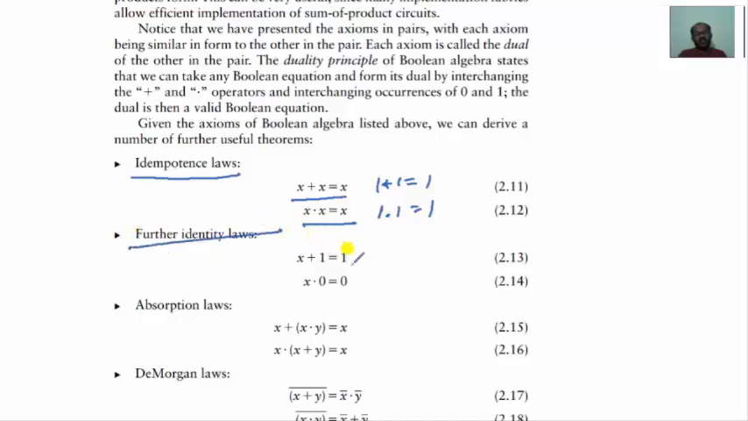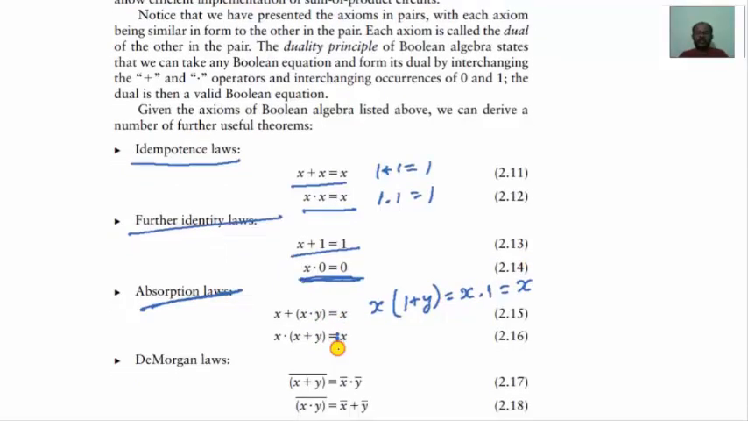Further, the identity law says x plus 1 equals 1, irrespective of the value of x. 0 plus 1 is 1 only, 1 plus 1 is also 1 only. Next is x into 0 is 0, irrespective of the value of x, my output remains 0. The next law is the absorption law, x plus xy equals x. How it comes: x times (1 plus y) equals x times, what is 1 plus y? It is 1. So I'll be getting x, right?